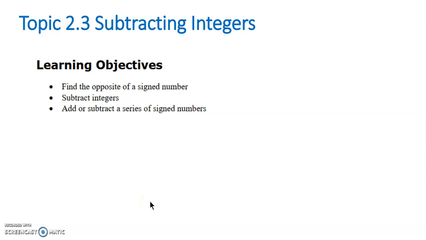Hi, this is topic 2.3, subtracting integers. Today we're going to find the opposite of a signed number. We're going to subtract the integers, and then we're going to add or subtract a series of signed numbers in a row.